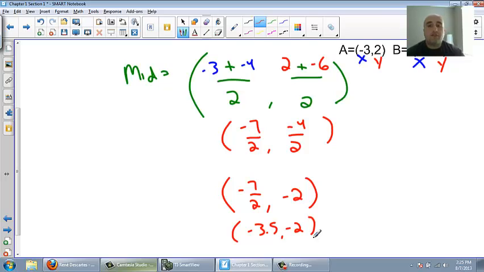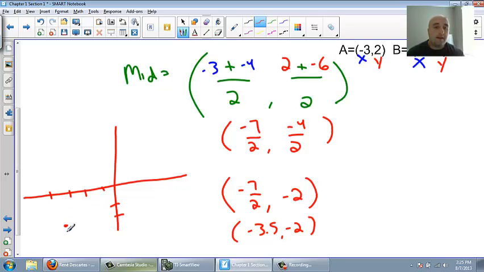So if we're thinking about a Cartesian plane, this is just an ordered pair. We could go 3.5 to the left and 2 down, and that would be the midpoint of wherever our segment is. So it just kind of gives you an example of what a midpoint is. So if you wanted to draw out -3, 2 and -4, -6, put them on the graph, then plug in your midpoint, you'll see that it's right in the middle of the segment.